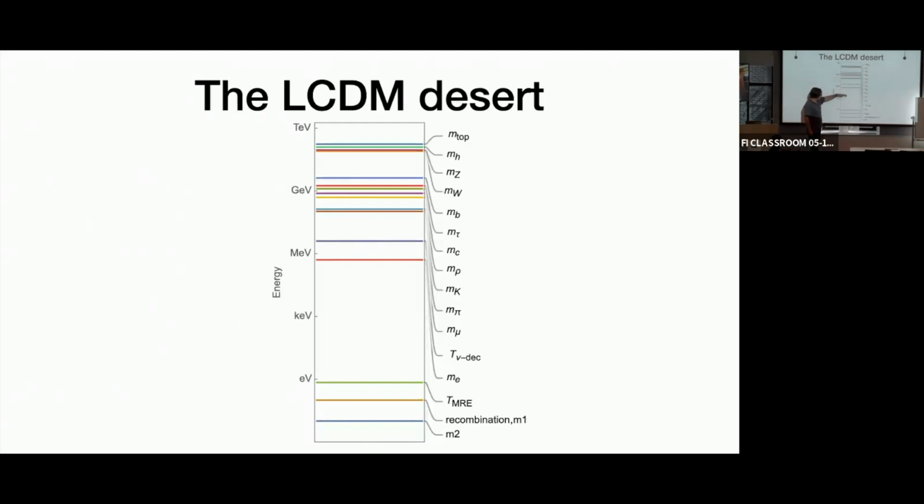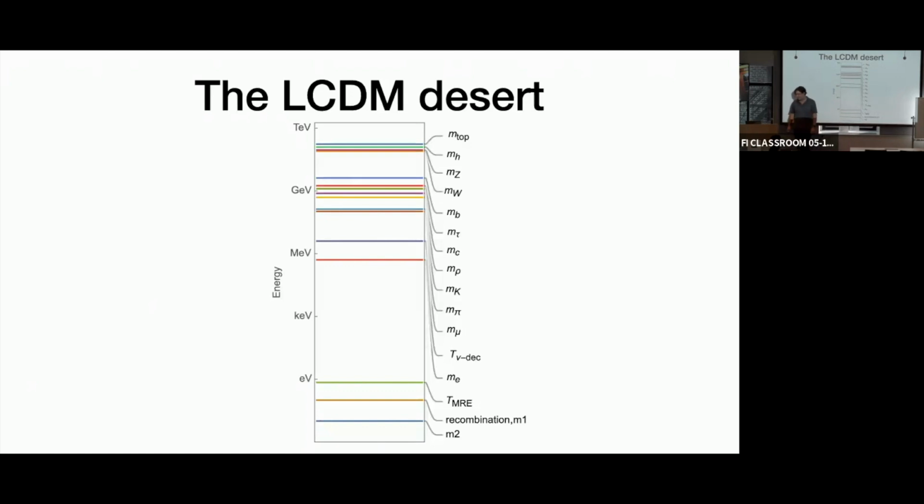And then you have this big gap. And then you get to approximately an eV scale where you have matter-radiation equality, the cosmological temperature where matter and radiation have the same energy density. A bit below that, you have recombination and also the heaviest neutrino mass, and then the next neutrino mass, and so on.